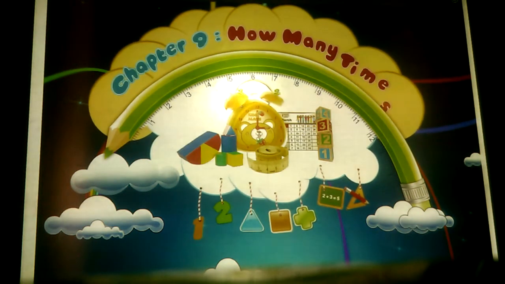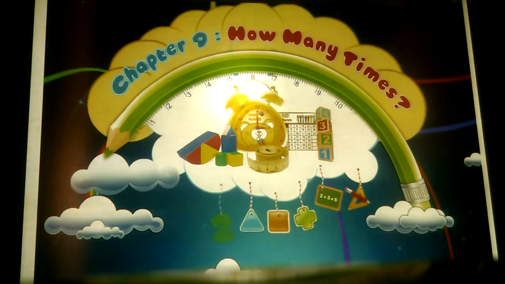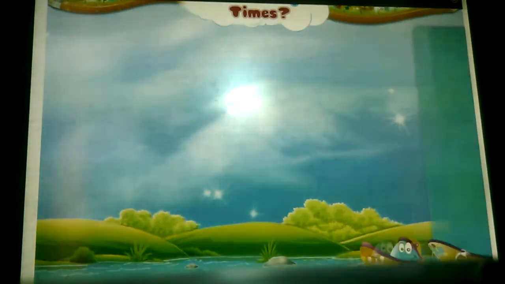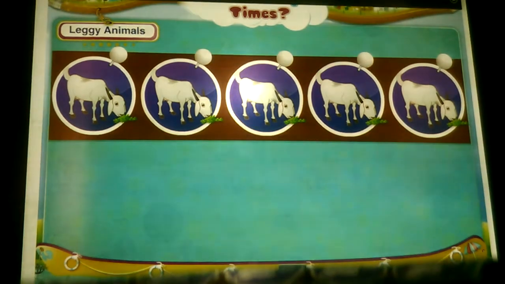Chapter 9. How many times? Leggy animals. See, there are 5 goats. How many legs are there altogether?